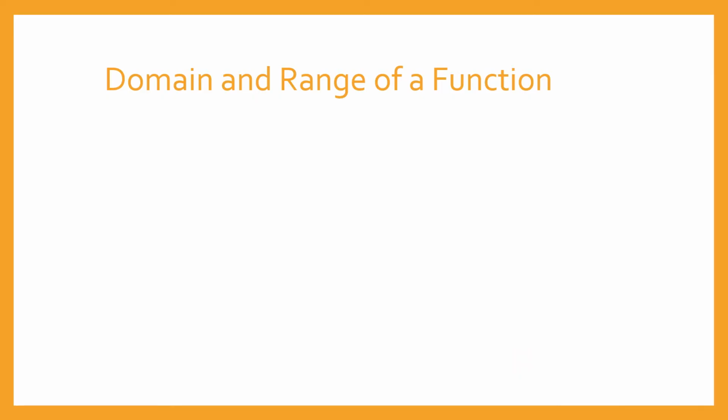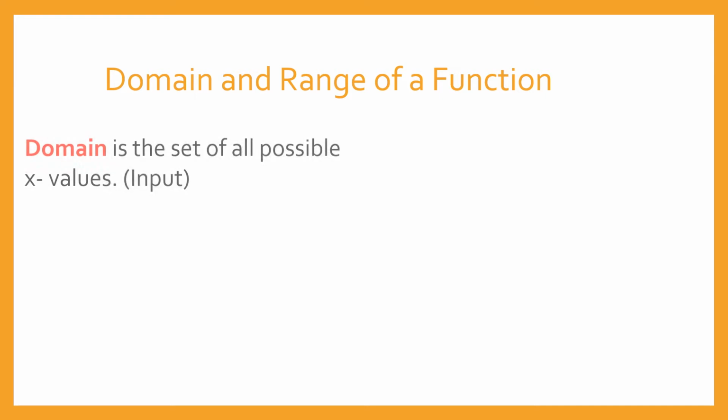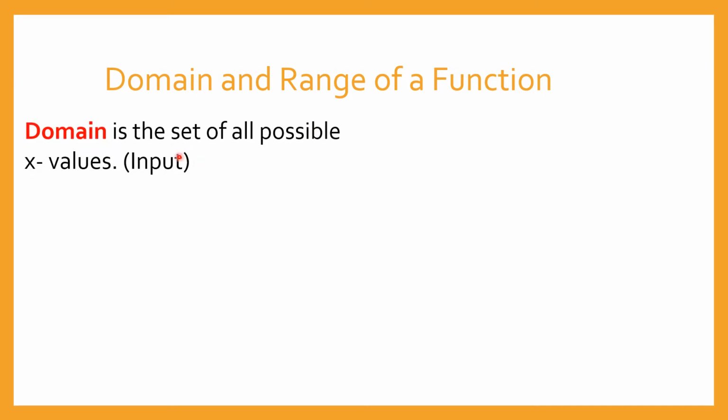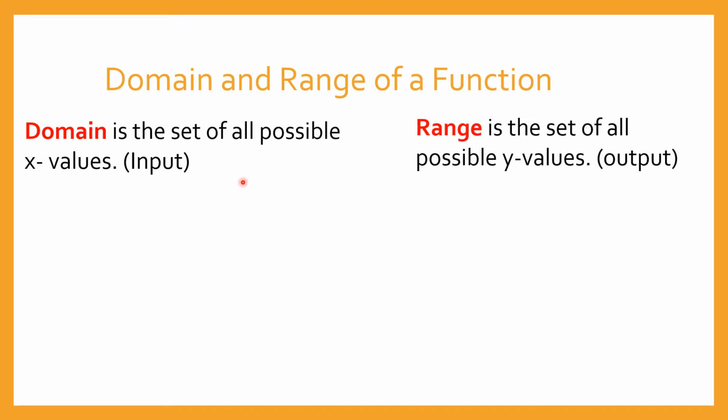In this video, you're going to learn about the domain and range of a function. So what is domain and range? Domain is the set of all possible values of x, also known as the input or independent variable. Range is the set of possible y values, or the output or dependent variable.